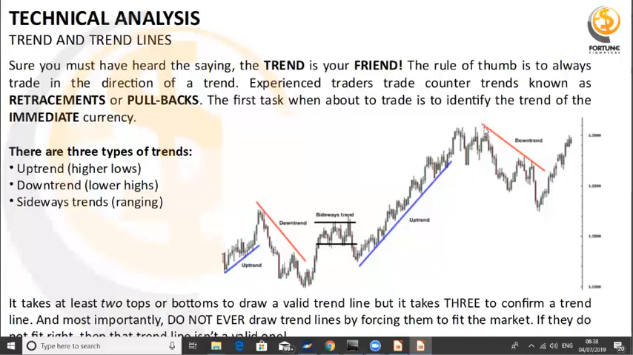Look at this downward trend, for example. Market was coming down all the way. It got to this point. Guess what? It did a counter trend a little bit up before further selling down. That little counter trend, some experienced traders trade this counter trend. This counter trend is known as a pullback or a retracement. A pullback or a retracement is a brief movement by the market in the opposite direction to that particular trend.